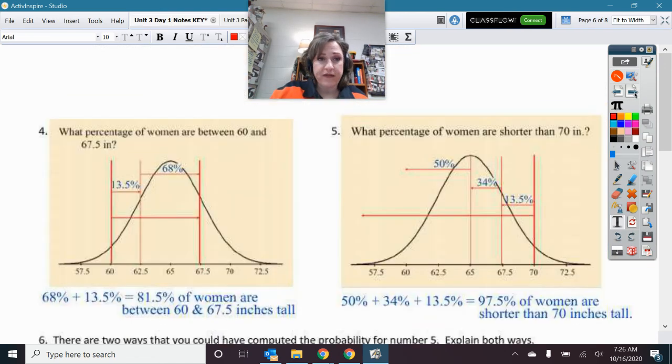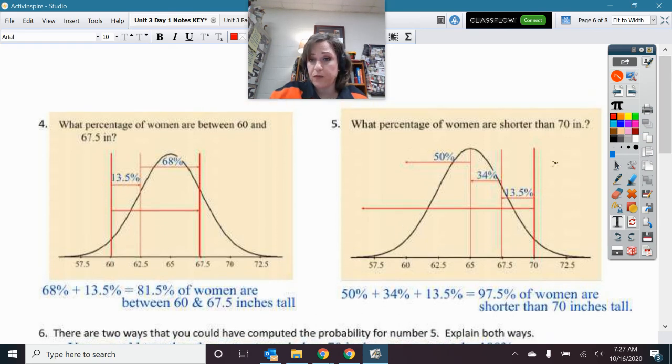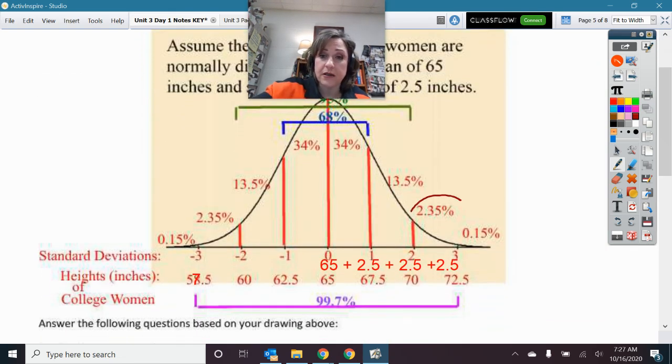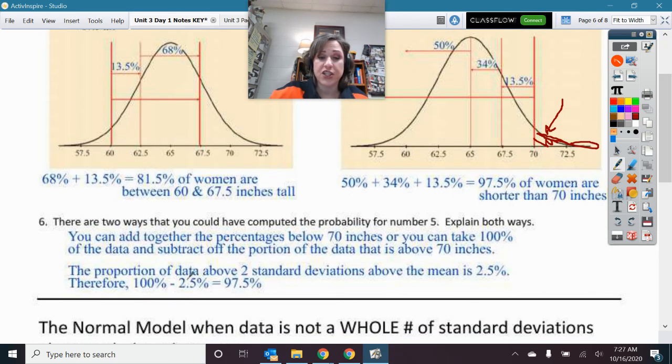All right, so what we find out is here with number 4, we have the 68% plus the 13.5%. So 81.5% of women are between 60 and 67.5 inches tall. Here, I could add all of these sections together, and I get 97.5% of women are shorter than 70 inches tall. All right? Now, looking at number 6, you may have computed it differently. There's 2 ways I could have done this. I could have seen I want to add together all of those pieces there, or I could say I want to do 100% and subtract off this area here. So just take off this amount, this top part. Well, according to this, that top part is 2.5%. So I could do 100% minus the 2.5%, and I get what's left, which is the 97.5%.